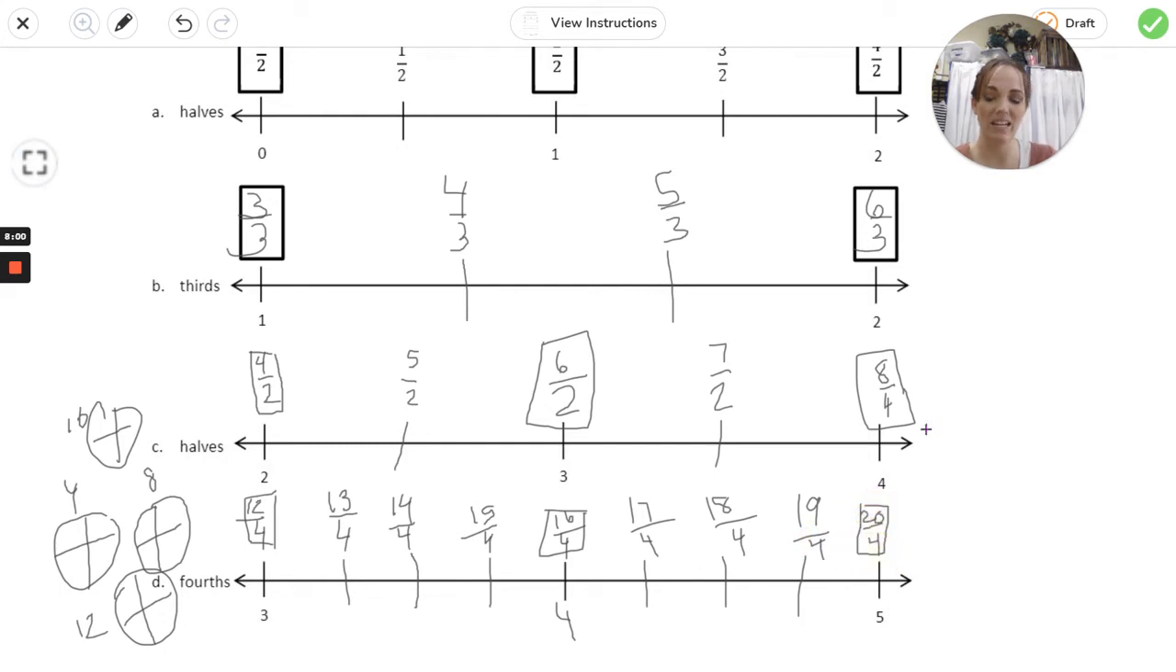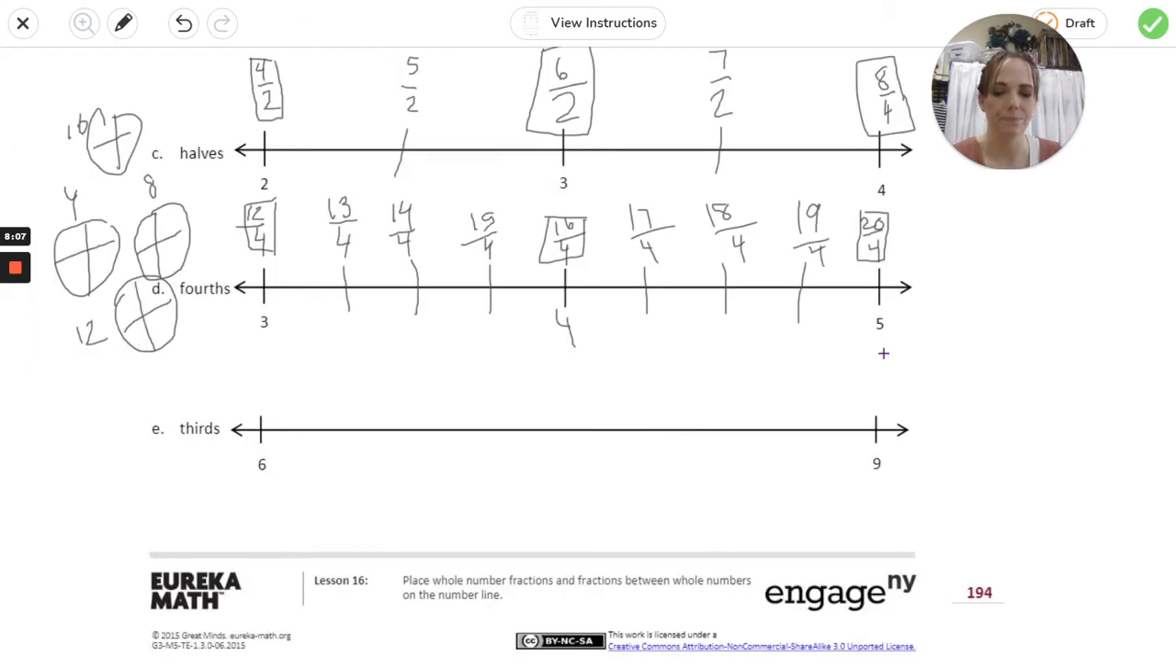So that one might take you a little bit of time. There's a lot of fractions to put on there. So pause the video and get all of your information in. And when you're ready, let's do thirds down here. So if you need to pause, pause.